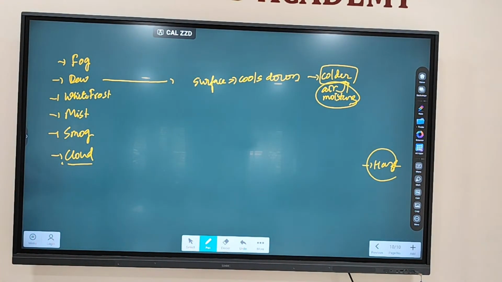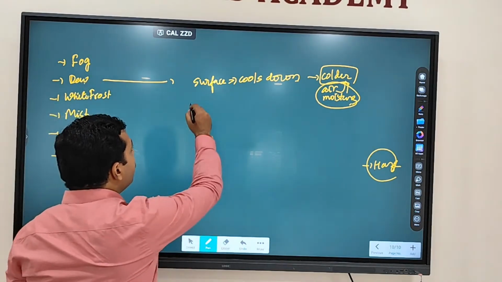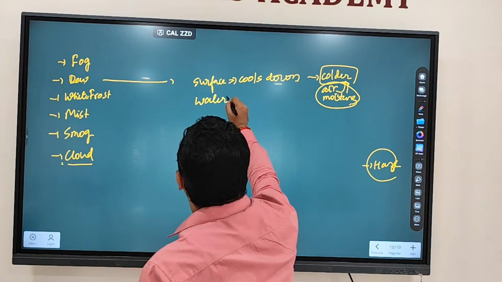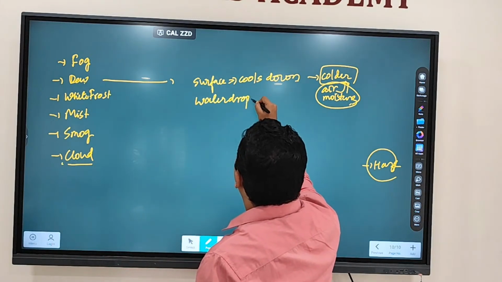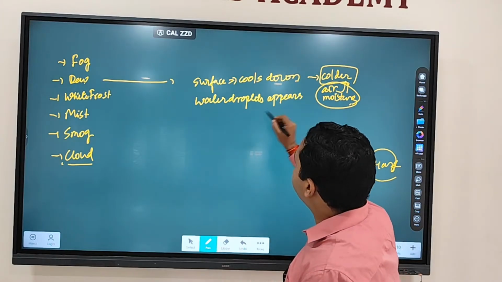Clear? So if any surface sufficiently cools down, it is a colder surface, and air comes in contact with what? Air comes in contact with this colder surface. So what will happen to air? It will also cool down. So what will happen to the moisture in the air? That will also cool down. That's when you're going to find dew. So dew are the water droplets. These are the water droplets that appear on the surface.